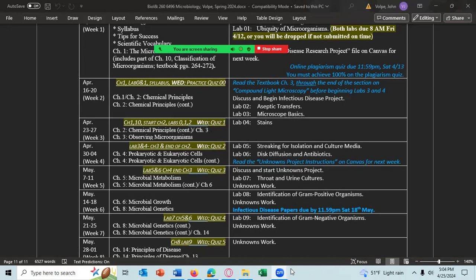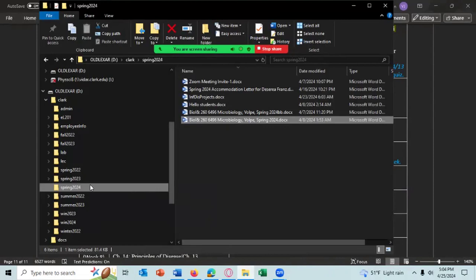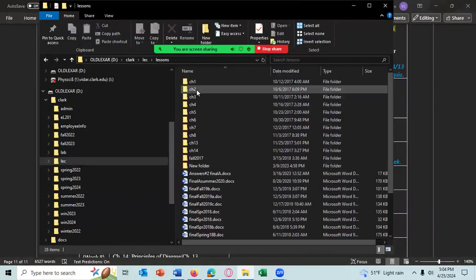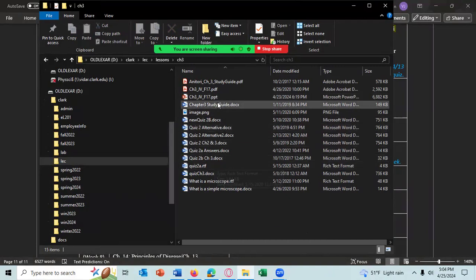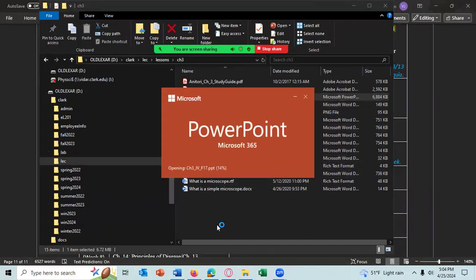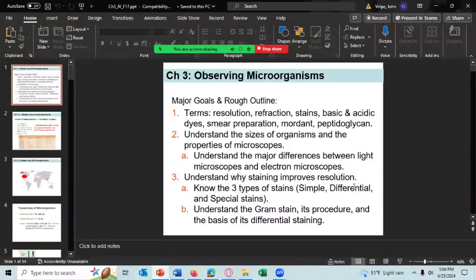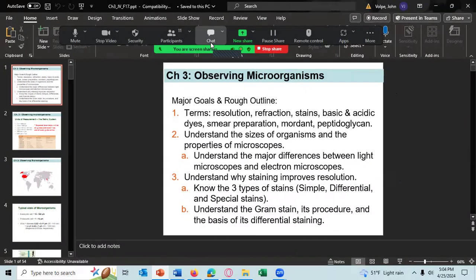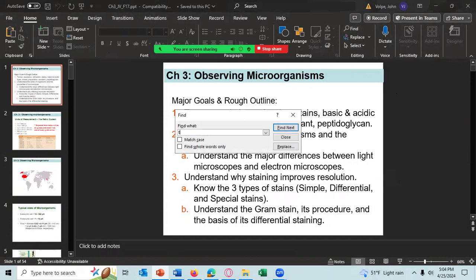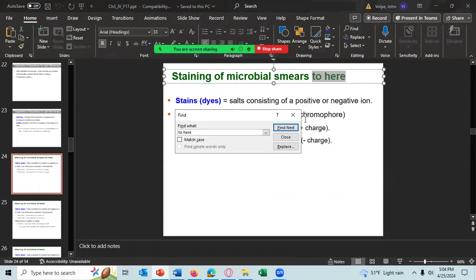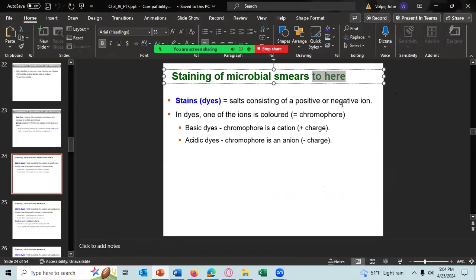All right. Which allows me to select where we left off. Where do I have the find? There it is. All right, I have that we were talking about staining microbial smears. Is that correct? Is that where we left off?